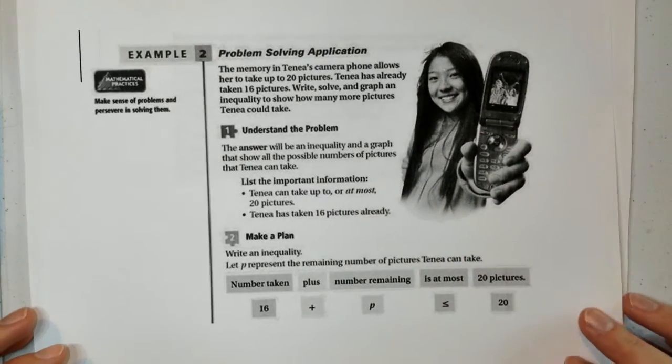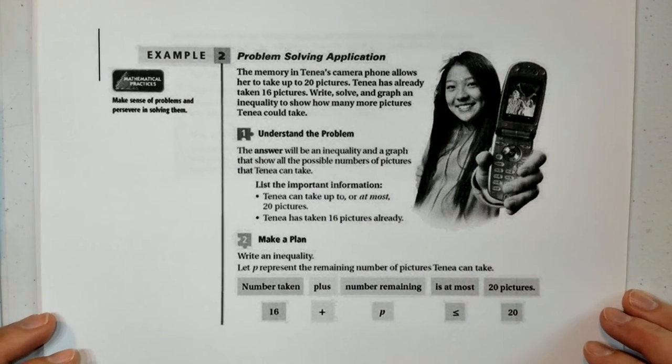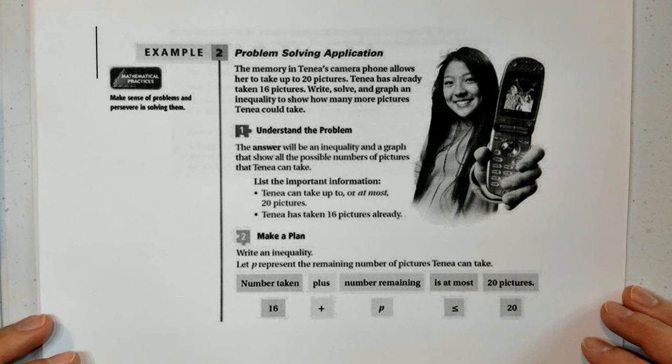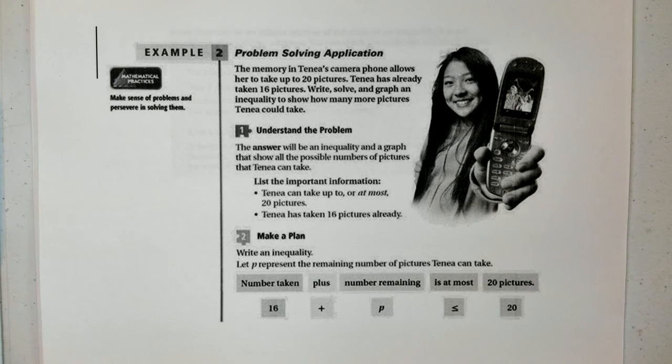So now we're going to look at example 2, problem solving application. The memory in Tina's camera phone allows her to take up to 20 pictures. Tina has already taken 16 pictures. Write, solve, and graph an inequality to show how many more pictures she can take. So first you're going to understand the problem. So the answer will be an inequality and a graph that shows all the possible pictures she can take.